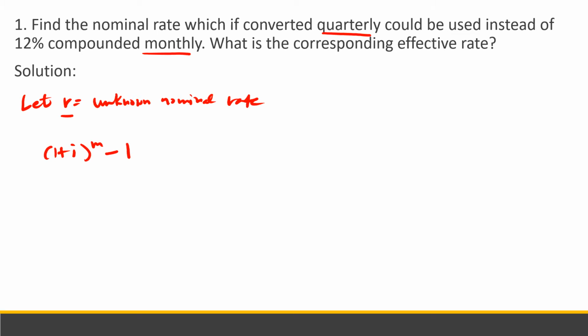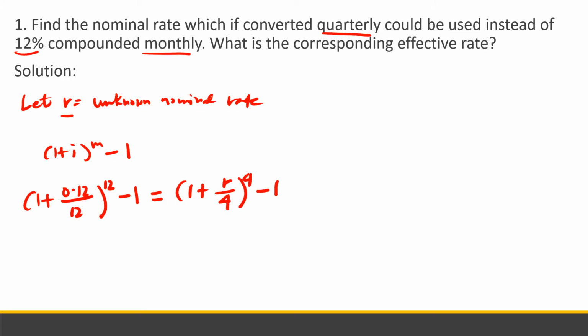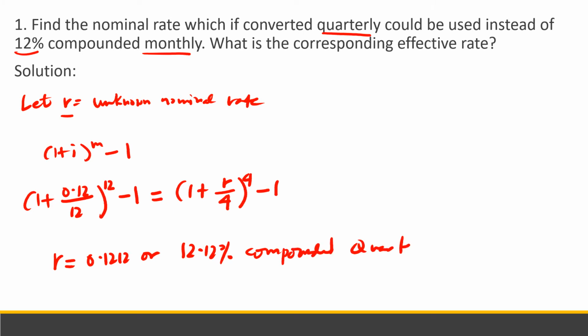So starting with the given yung compounded na 12% monthly. So 1 plus, meron tayong 12% monthly. There are 12 months in 1 year times 12 minus 1. So equate natin dun sa unknown plus R over quarterly. Merong 4 quarters sa isang taon. 4 minus 1. So simplifying the equation, we will find that R is equal to 0.1212 or 12.12% compounded quarterly.